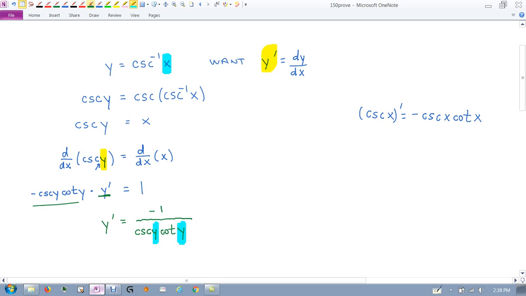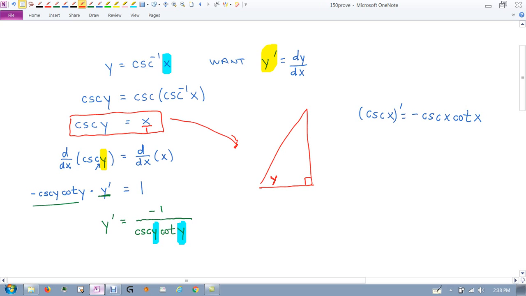So to go back and get that, what I'm going to need to do is draw myself a reference triangle. And I will start out with this information right here: cosecant of y equals x. If I call this angle here y, then this equation really means that the reciprocal of sine is equal to x. And I'm going to look at x as being x over 1. Sine is opposite over hypotenuse, and that means that cosecant is hypotenuse over opposite, and therefore my hypotenuse must be x and my opposite side must be 1. So this right triangle is a visual representation of this equation.